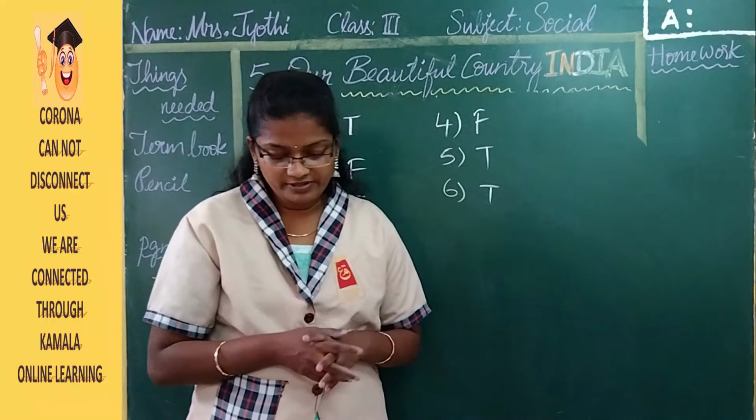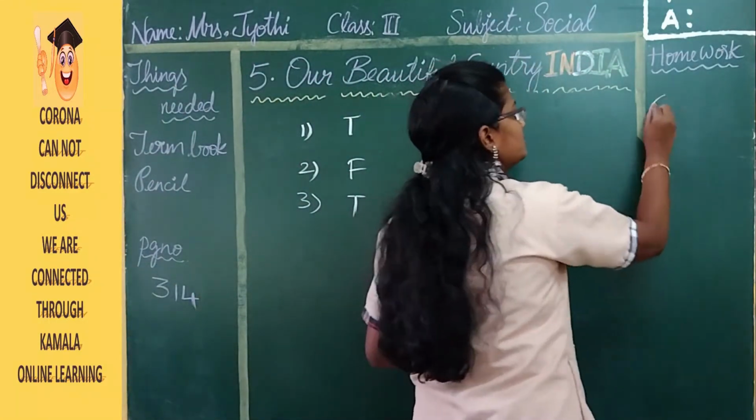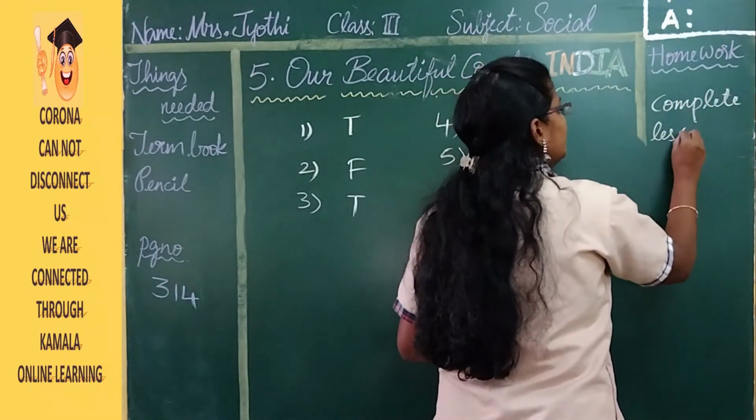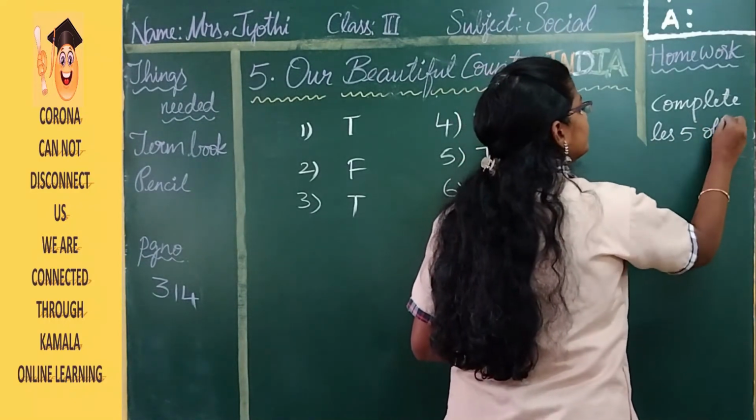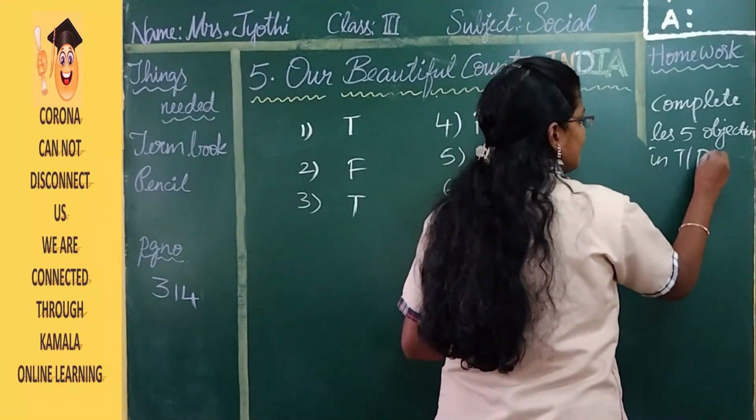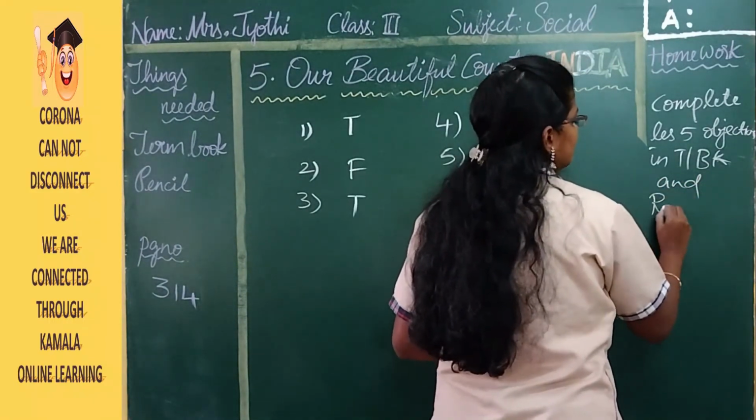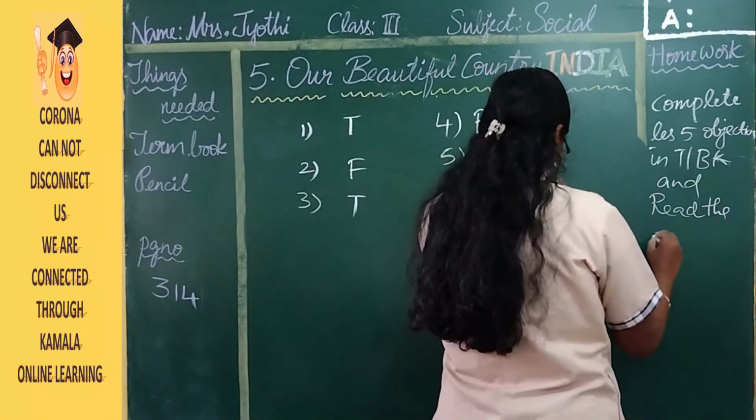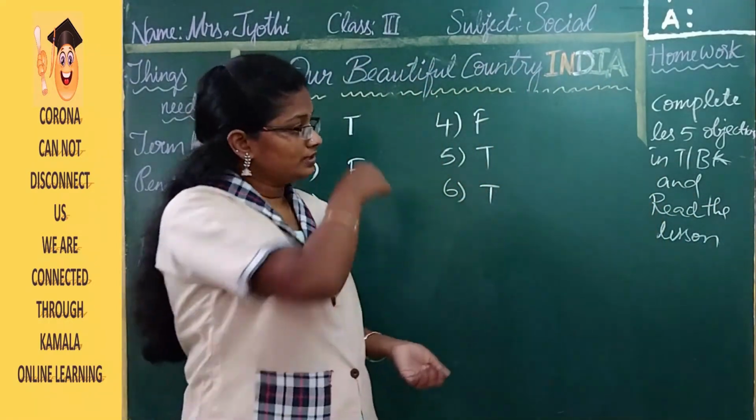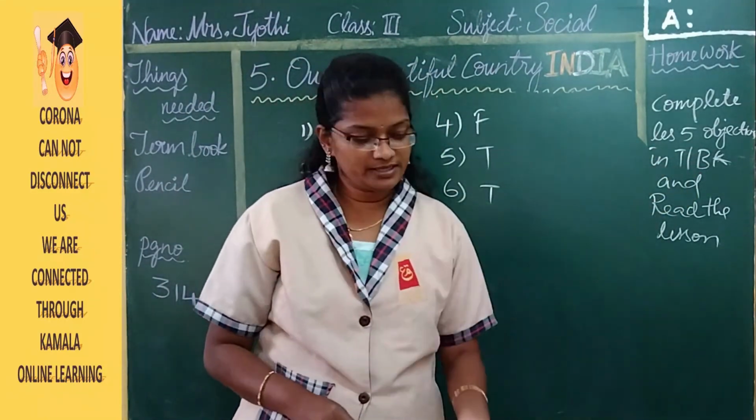So about these things we have learned, and all the notes I am going to send you. So your homework is to complete lesson 5 objective in the textbook and read the lesson. So this is the homework which you have to do. You should complete lesson 5 objective in the textbook as well as you should read the complete lesson.